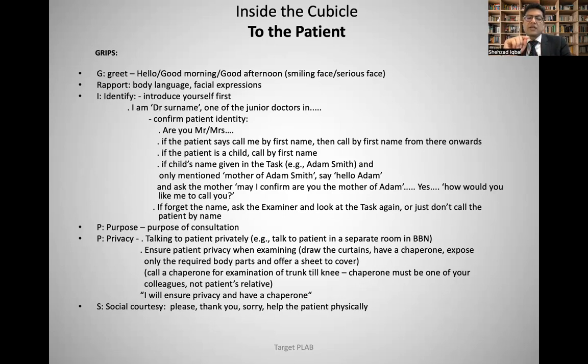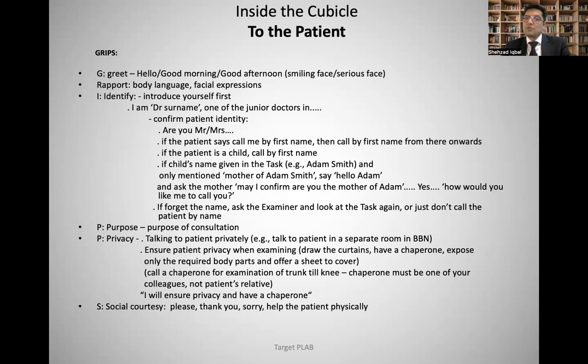The next thing is, the final component of GRIPS is S, social courtesy. Keep your social courtesy throughout the consultation. Please, thank you, sorry. And if, for example, Mrs. Smith is sitting here in the chair with you and consulting with you, and you would now want to examine, for example, Mrs. Smith's leg and foot for diabetic examination, then you would help Mrs. Smith if, for example, she is a bit limping or she's got a stick.